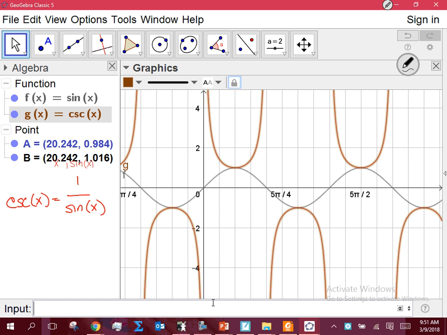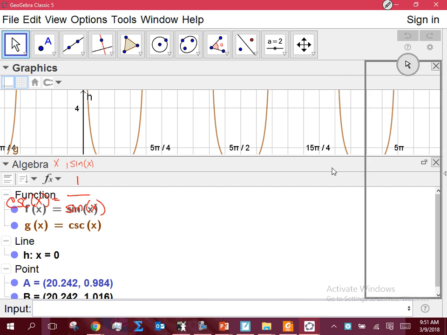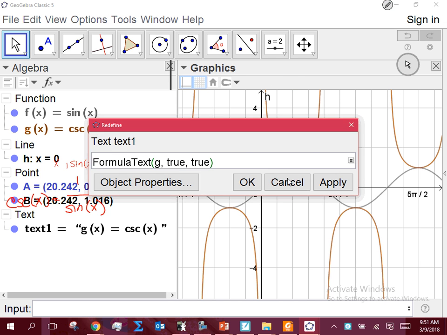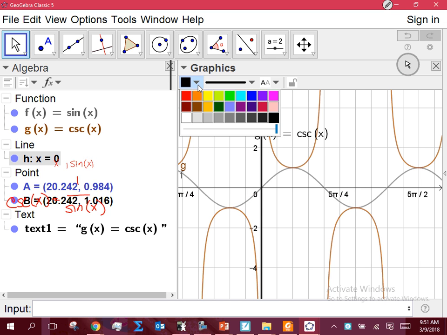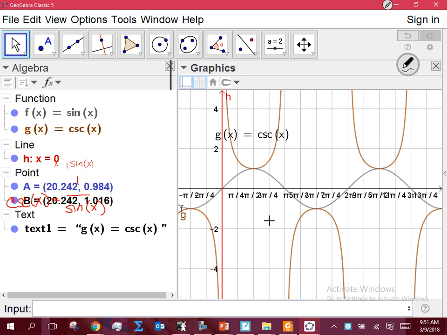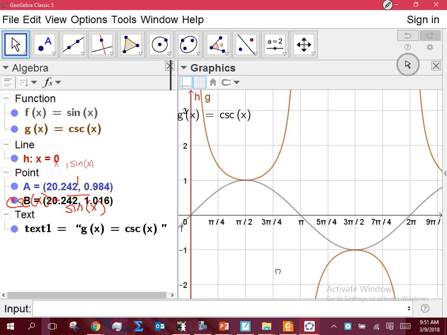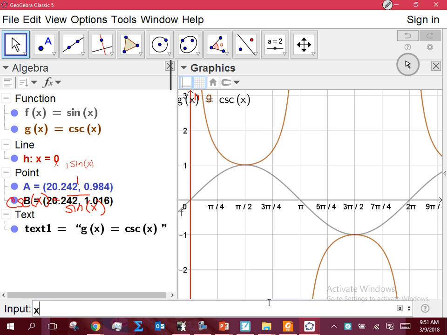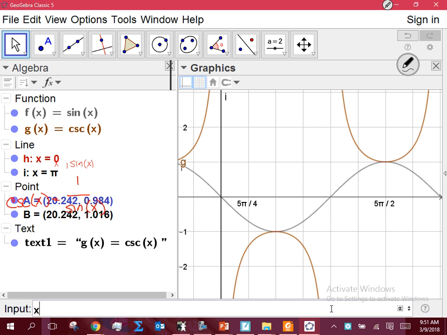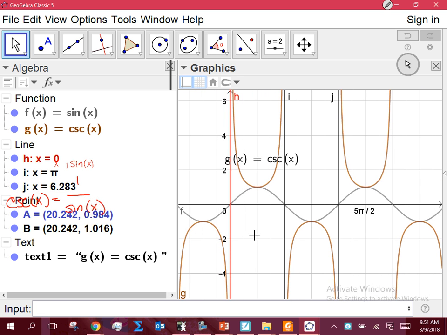Well, you told me that you had an asymptote at x equals 0, right? Asymptote at x equals 0. Where else do you think you'd have an asymptote on here? Any guesses? Pi. Where else? 2 pi.